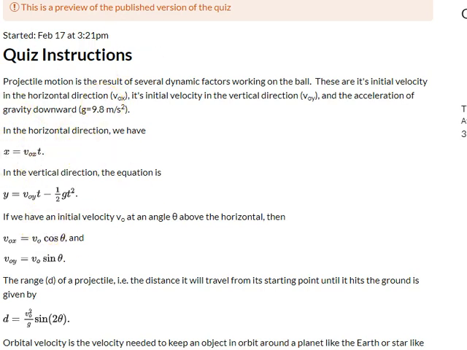In the horizontal direction, the projectile motion, we've got a constant velocity, so our position is just that velocity times time. In the vertical direction, we have our initial velocity we launch with in the vertical direction, but gravity is bringing us down the whole time, right? So we start up, but we come back down.